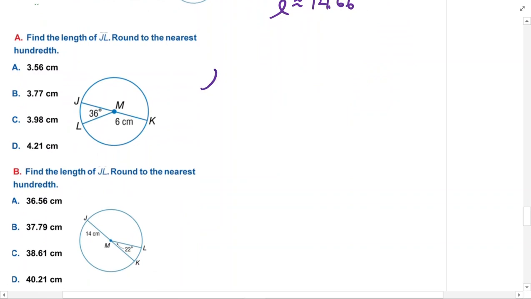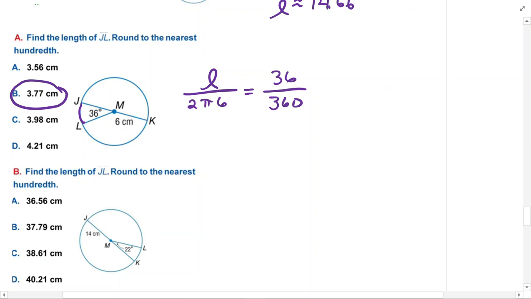To set this one up, we have the length over the circumference equals 36 over 360. The length is approximately 3.77 centimeters.